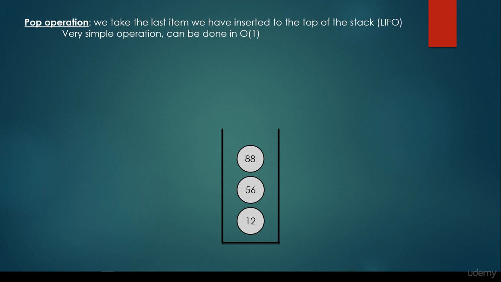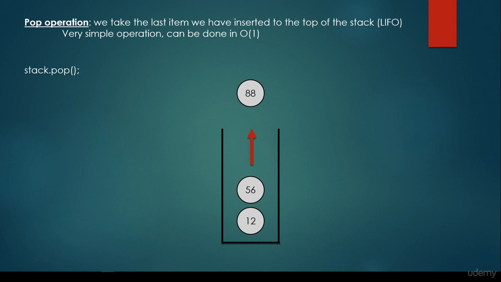What about the pop operation? We take the last item we have inserted from the top of the stack. This is the so-called LIFO structure, as I said earlier. So the last item we have inserted will be the first item we take out. It's a very simple operation. It can be done also in constant, so order 1 time complexity.